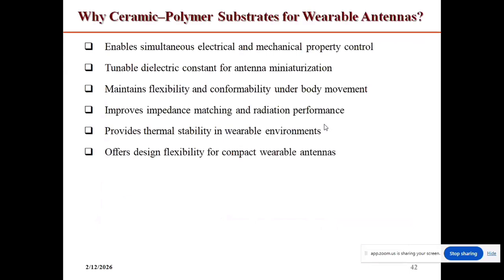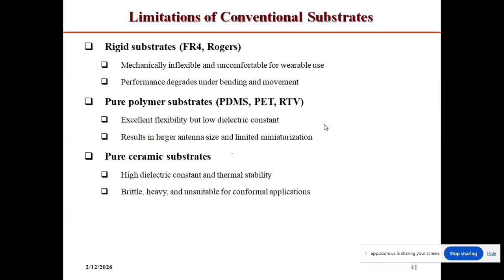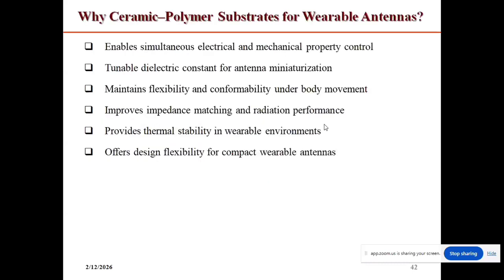A rigid substrate performs well. It has good electrical properties, right? A high dielectric constant and thermal stability. Polymer has the drawback of a poor dielectric constant. By making a substrate using ceramic polymer with a suitable proportion, one can use this material for wearable antenna design, where both electrical and mechanical properties can be controlled.